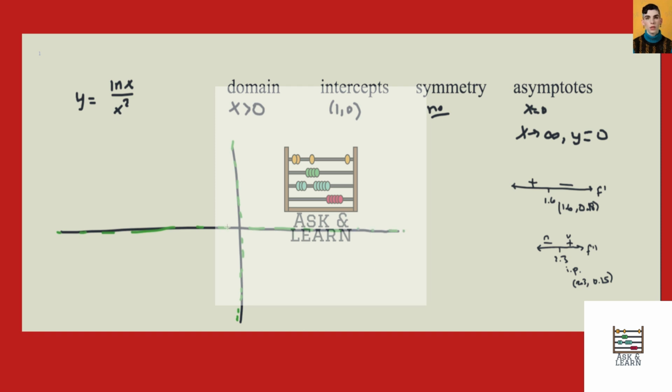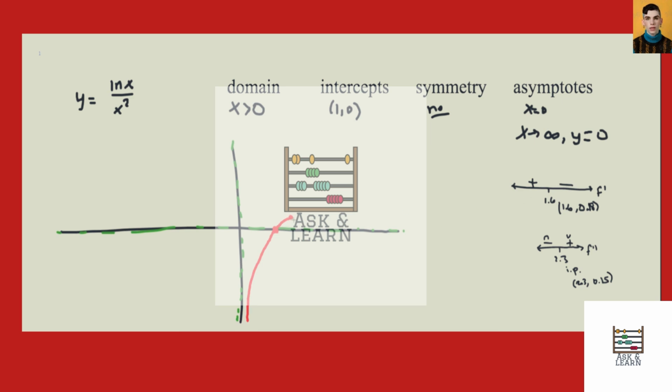So we have an intercept at (1, 0). And we have a max at 1.6 and 0.18, so that's about here, this is our max. This is just an approximate, it's a sketch. It's going to be increasing, go through the intercept, and once it hits 1.6, it's going to start decreasing.